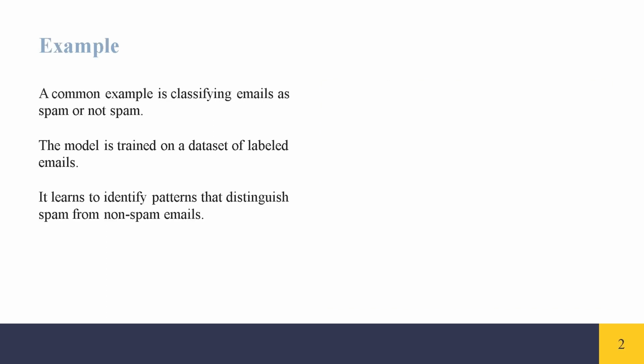A common example is classifying emails as spam or not spam. The model is trained on a dataset of labeled emails. It learns to identify patterns that distinguish spam from non-spam emails.